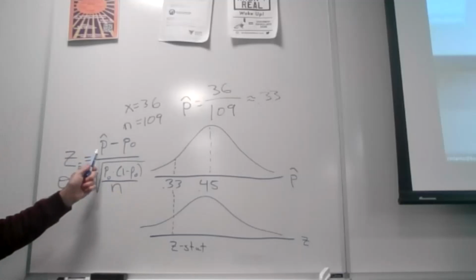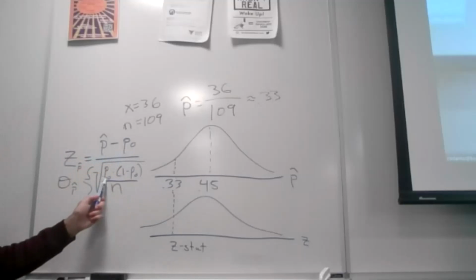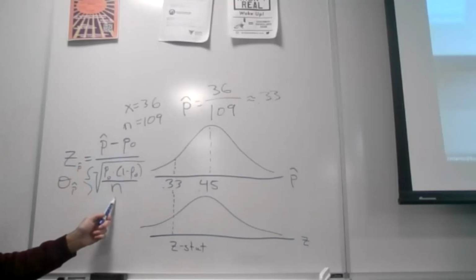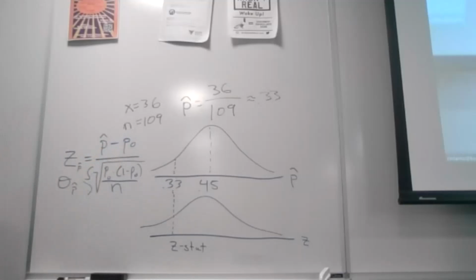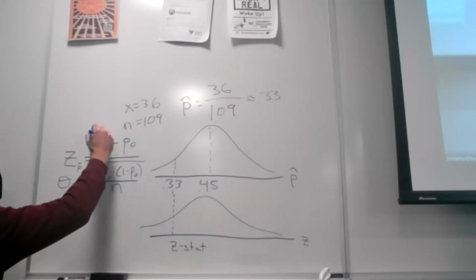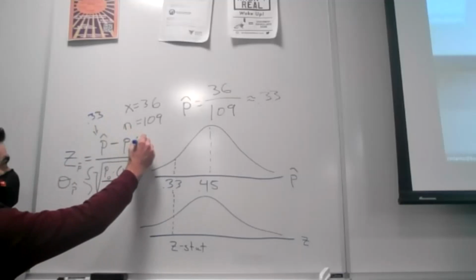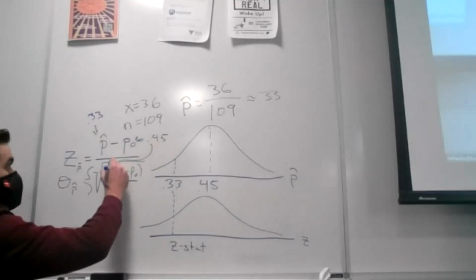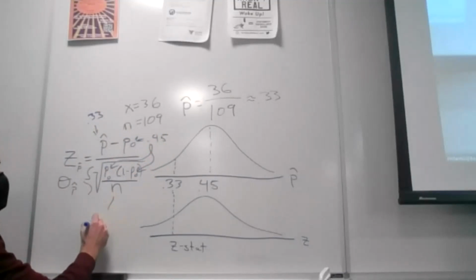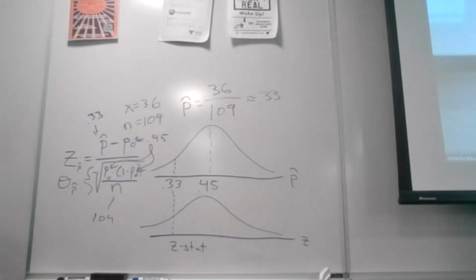So we plug in 0.33 here, we plug in 0.45 here, here, and here, and our sample size, 109, right? So we're just plugging our values into that test statistic equation. If we go ahead and do that math, we should get, let me make sure I have everything, negative 2.52 approximately.